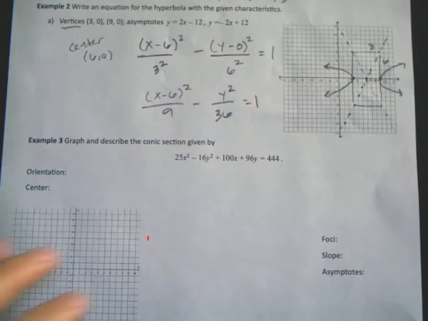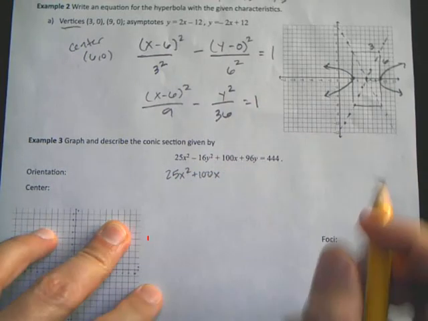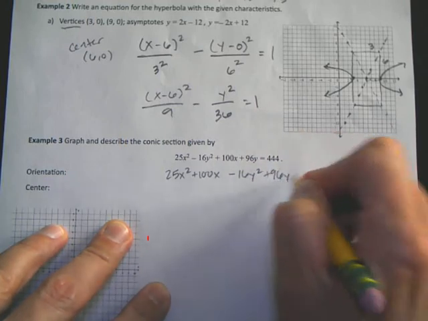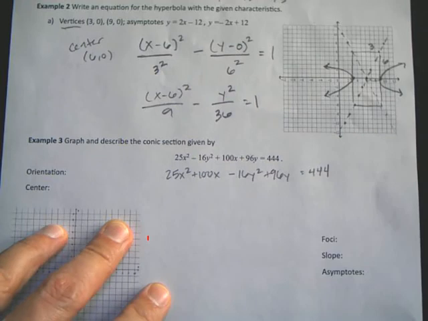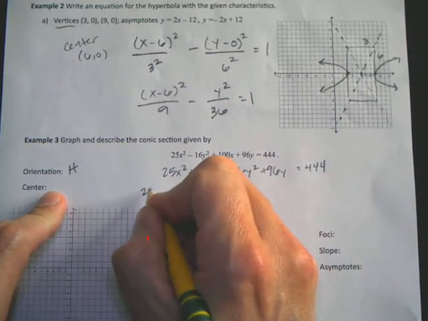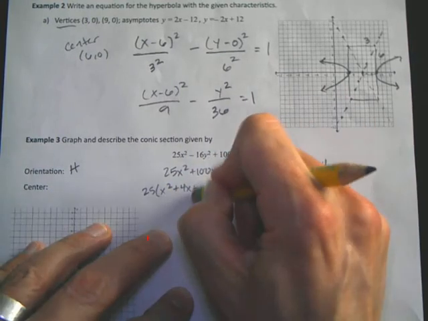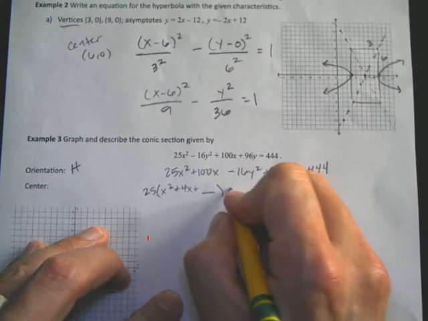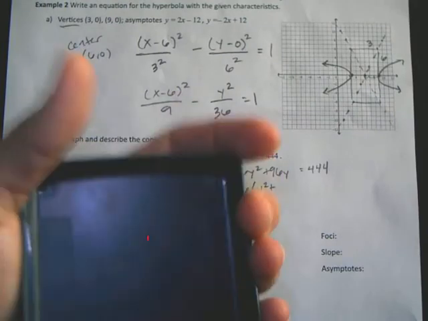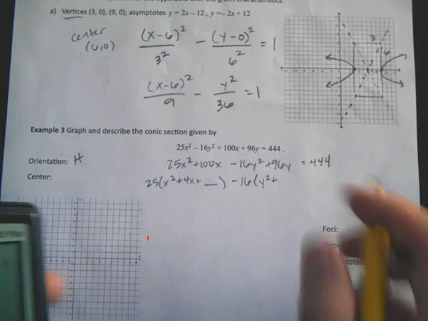25x squared plus 100x. I'm grouping my x's and y's. Minus 16y squared plus 96y equals 444. I already know it's going to be horizontal because my x squared is positive. Factor that out. Gives me x squared plus 4x plus blank. Minus 16 y squared plus, gonna use a calculator because I'm not sure what 96 divided by 16 is. Oh yeah, it's 6. I knew that. Just kidding, I didn't. Equals 444.